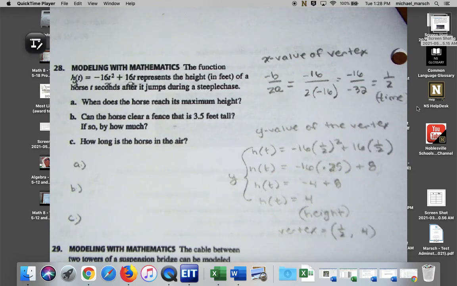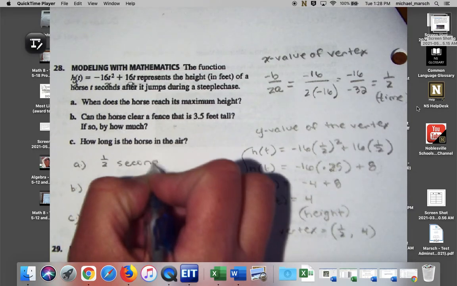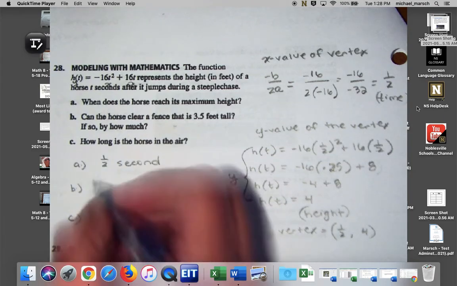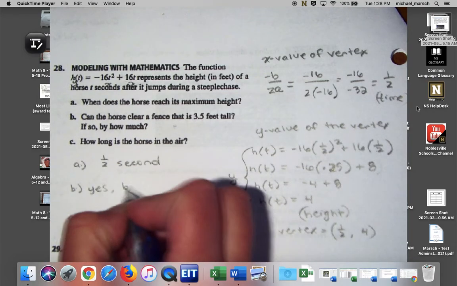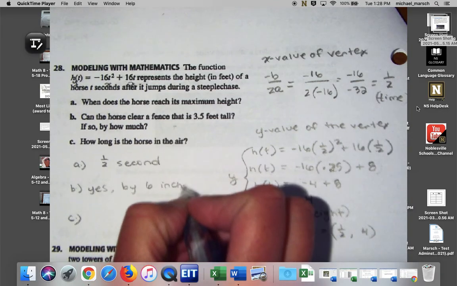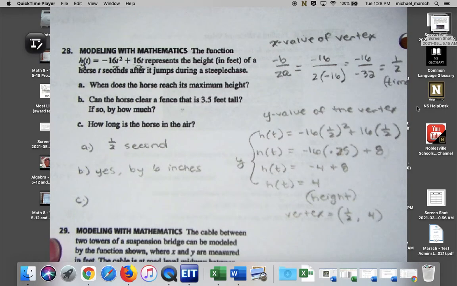When does the horse reach its maximal height? Half a second. 1/2 second. Can the horse clear a fence that is 3.5 feet tall? Yes. By how much? A half, 0.5 of a foot. You could say 0.5 feet. You could say 6 inches. Right? 6 inches is half a foot. You could write 1/2 foot.